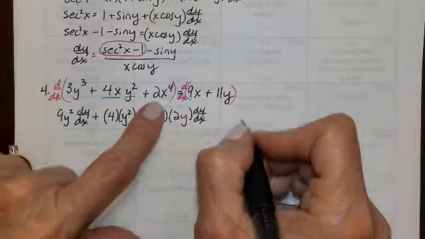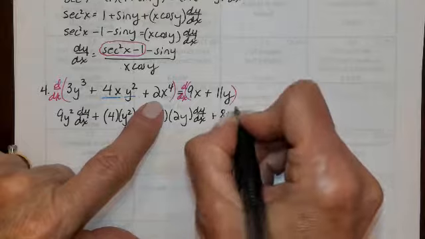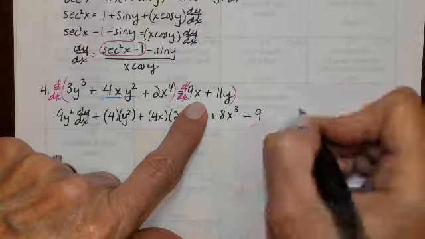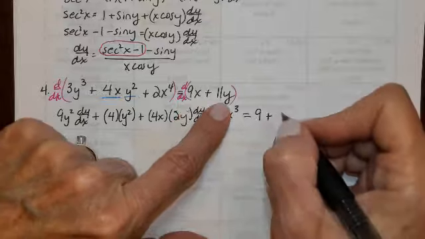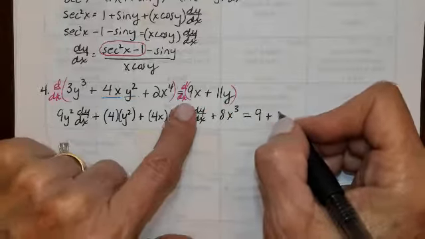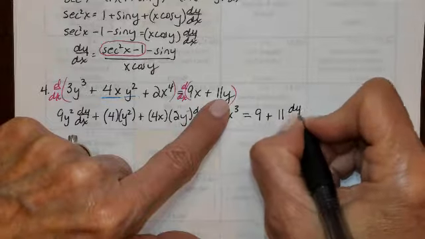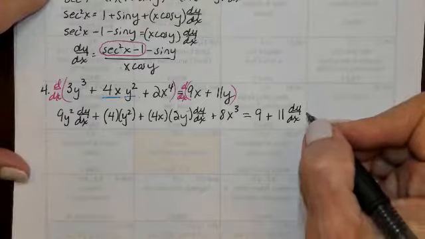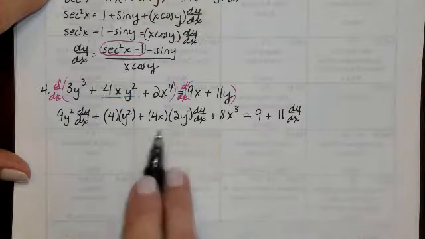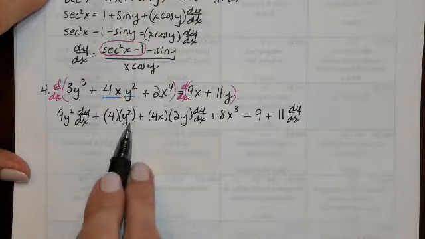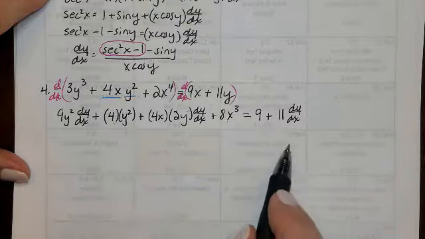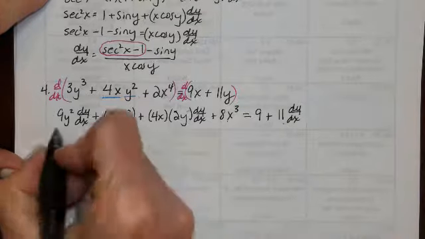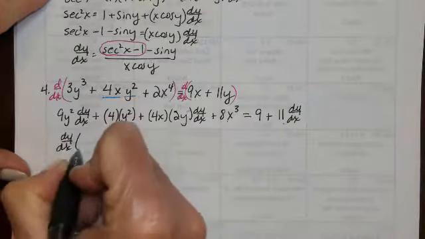Okay, plus 8x to the 3rd, right, is equal to 9 plus, so what's the derivative of 11y with respect to x? 11 dy dx. Okay, I need to group all of my dy dx's together, so I'm going to move this 11 dy dx to the left-hand side. I'm going to move anything without a dy dx to the right-hand side, okay? And while I'm moving this guy over, I'm going to also factor out a dy dx. So I'm factoring out a dy dx from all of those terms.